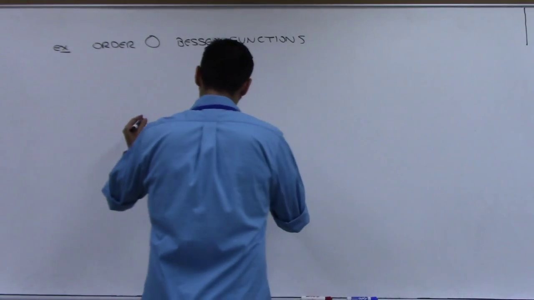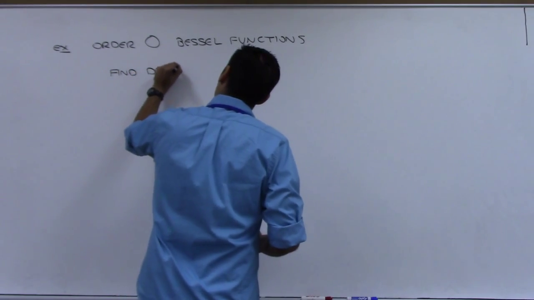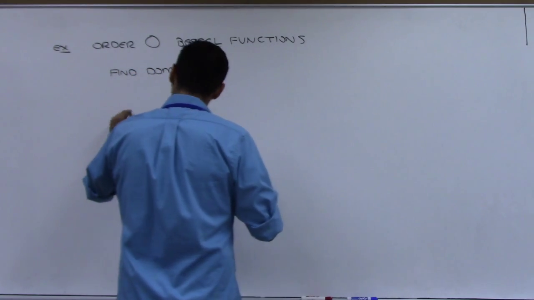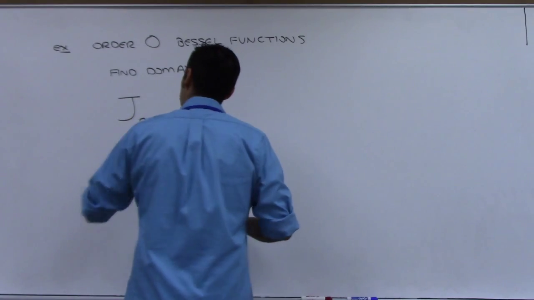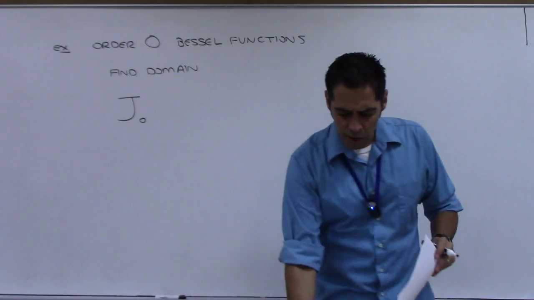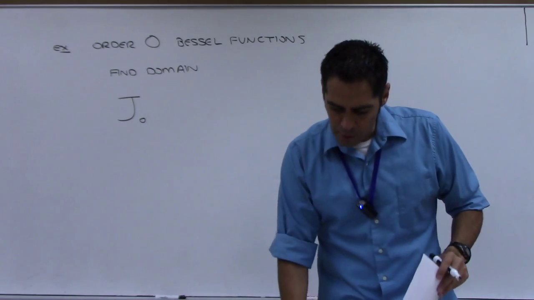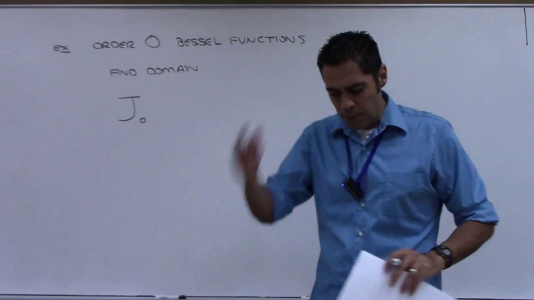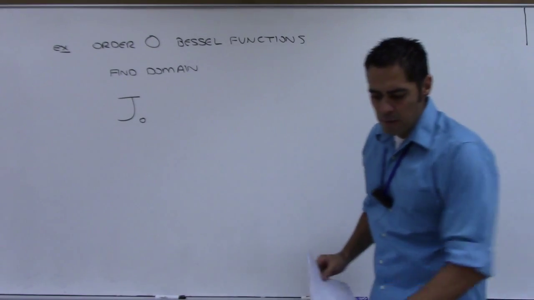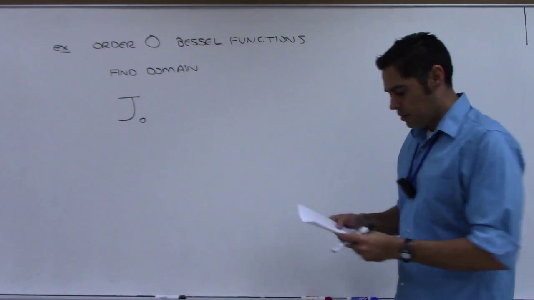Okay, so we write it like this. Find the domain of this function. Capital J sub 0. This tells you it's the 0 order Bessel function. There is a first order and a second order. In fact, I will give you, as a homework problem, to find the domain of the first order Bessel function, which is a little different than this one.